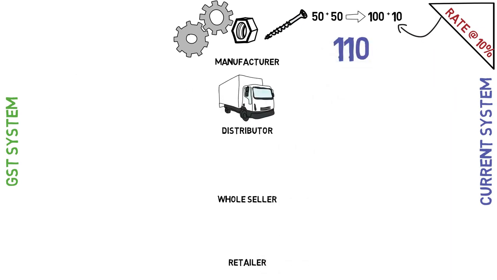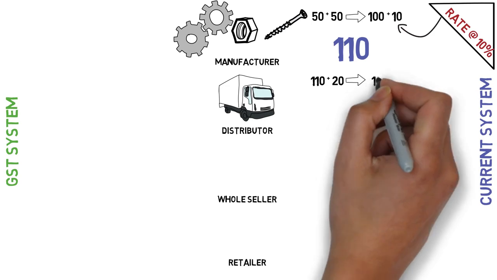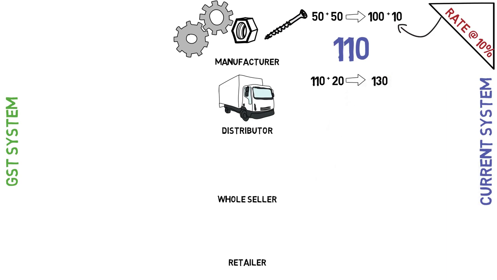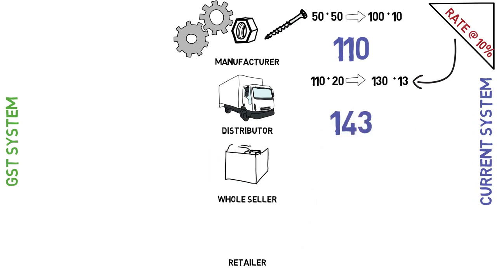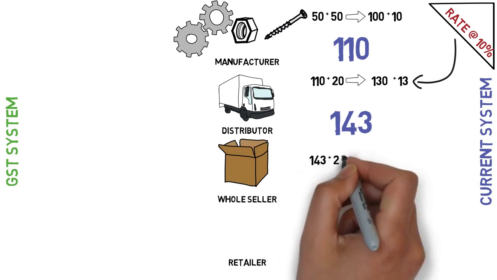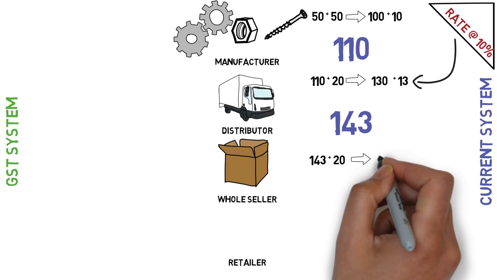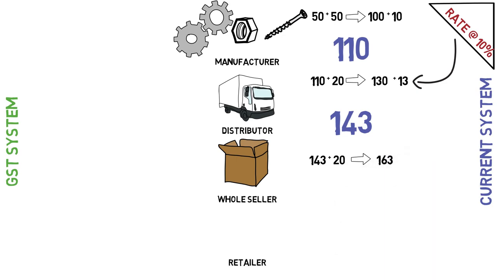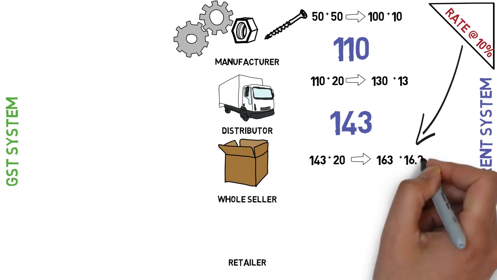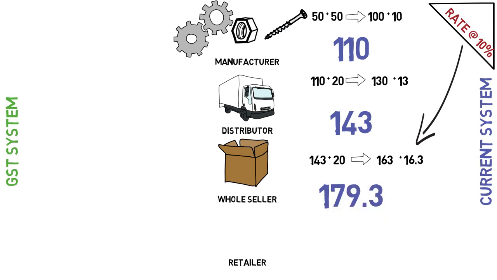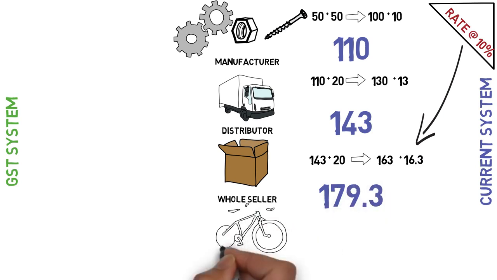The distributor add value of rupees 20, which is nothing but his profit. So the price will become 130. Distributor also sells it by adding 10% tax of rupees 13. So the product is of 143 rupees now. Wholesaler follows the same pattern and the price will become 143 plus 20, that is 163, and 10% tax, which is of rupees 16.3, and sells it for 179.3 rupees to the retailer.